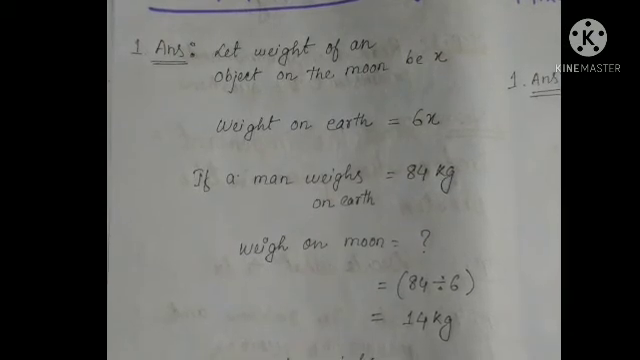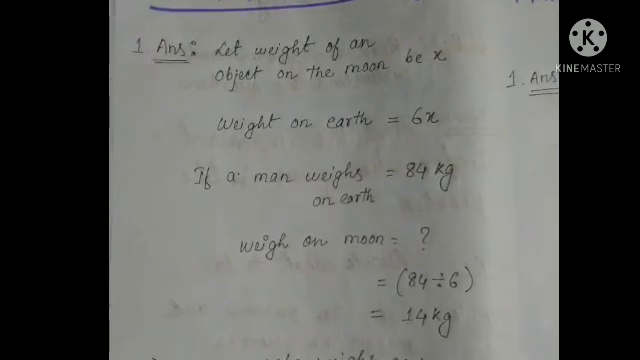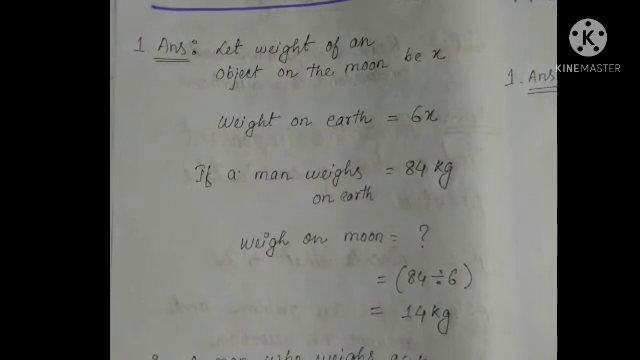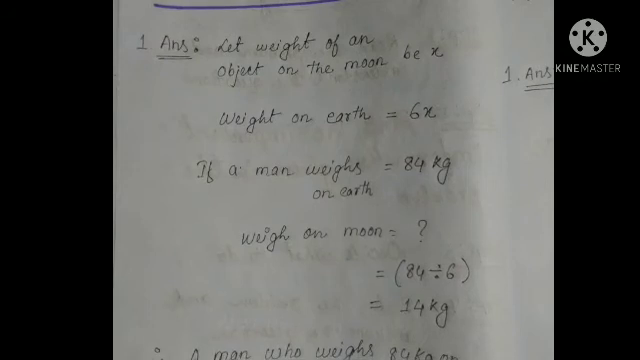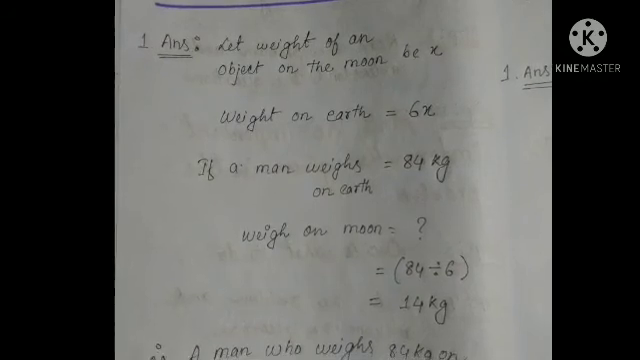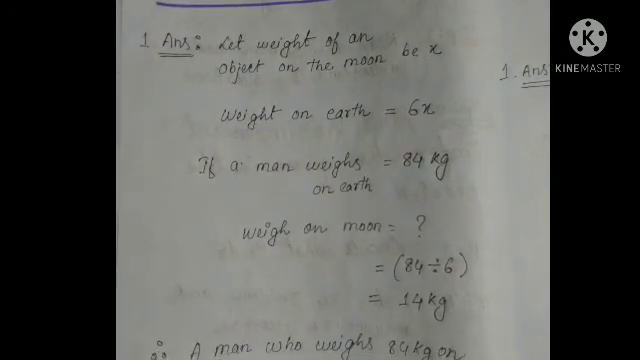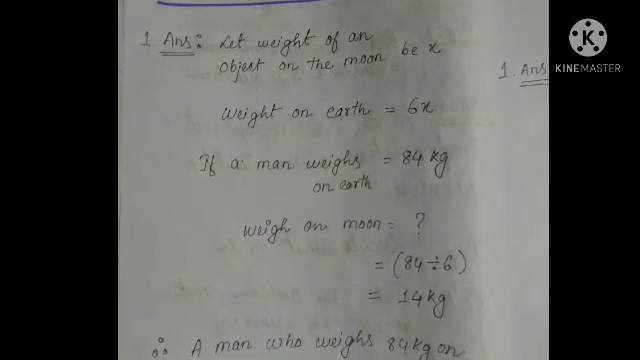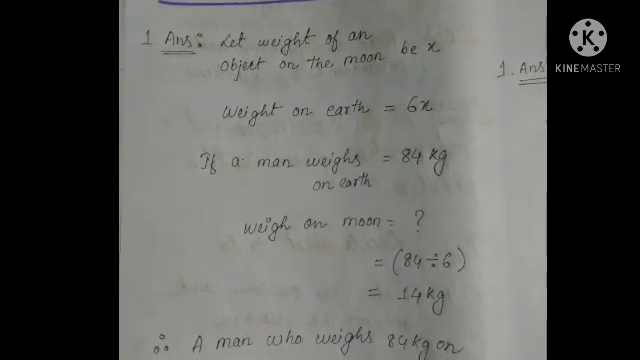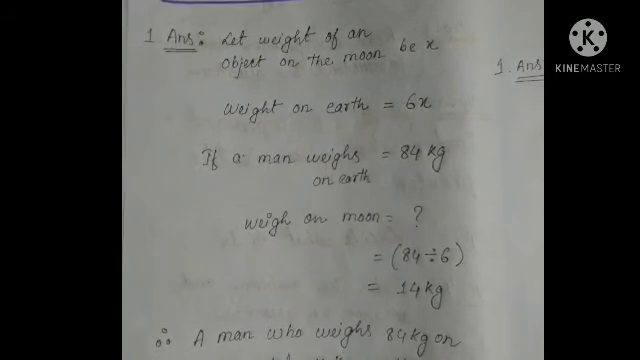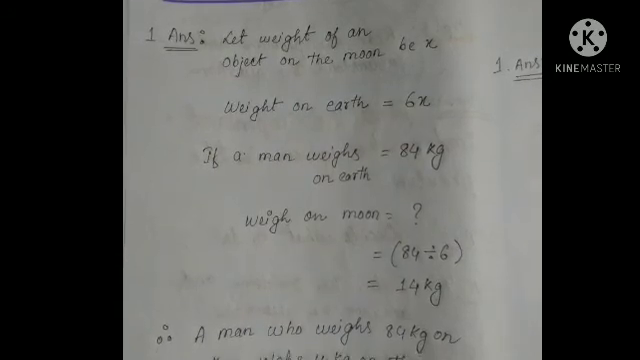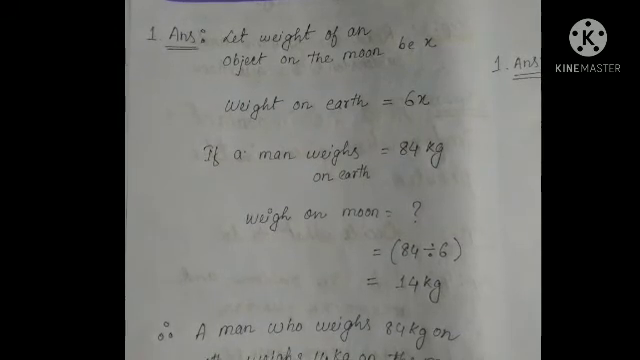Then our last step is to check your answer, right? So how can we check, students? You have to see your calculation, where you have done this. Here I am directly writing 14 kg, right? So how am I getting this? By dividing 84 by 6, we get 14, okay? And at last you have to write the conclusion, that is, therefore a man who weighs 84 kg on earth will weigh what?